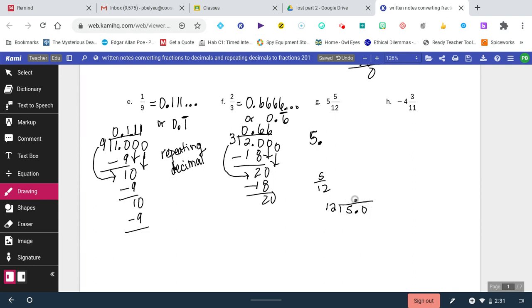Top and bottom out. I can get no groups of 12 out of 5, but if I look at 50, I can get 4 of those. 12 times 4 is 48. 50 minus 48 is 2.